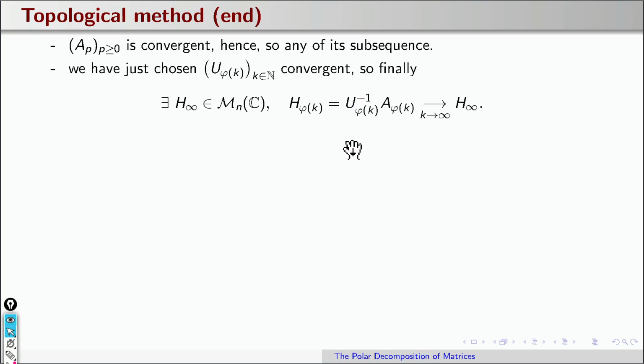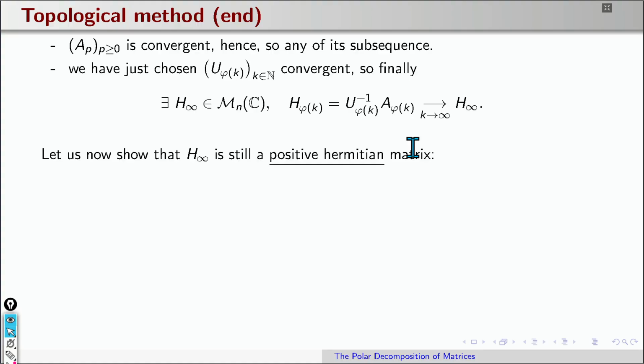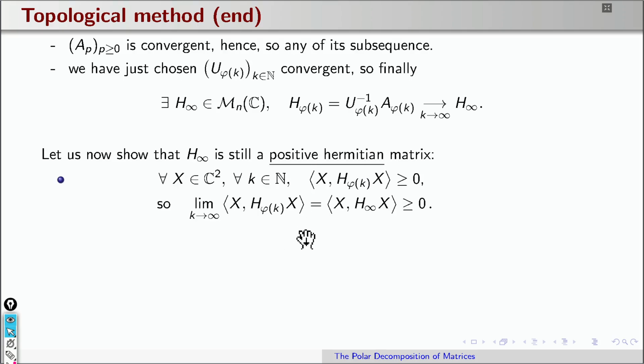So of course taking the inverse is a continuous operation. Multiplication is also a continuous operation. So here it converges, here it converges, so the product will converge. It remains to show that the limit is still positive. In fact, I didn't really prove it, but I have already said that positive necessarily implies Hermitian. I will write both, but it is in fact automatic.